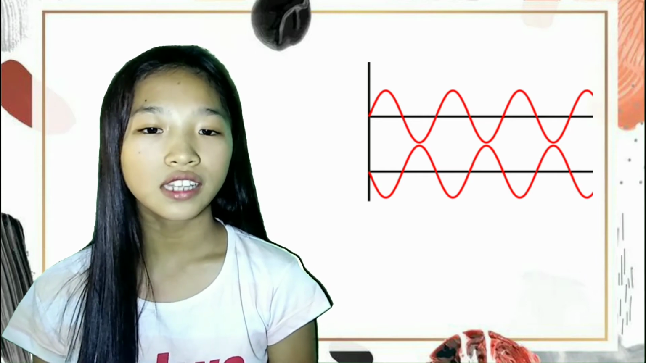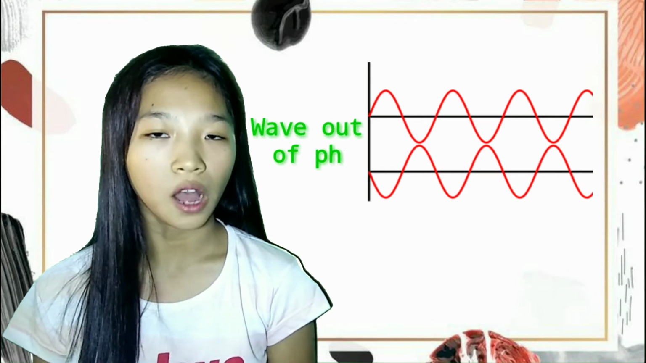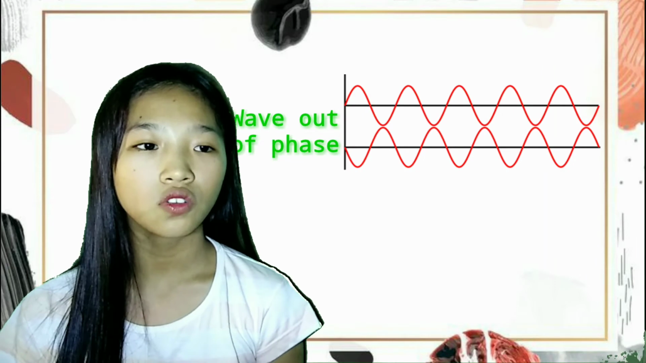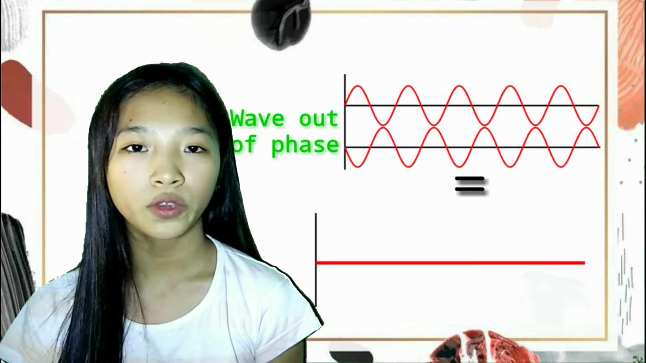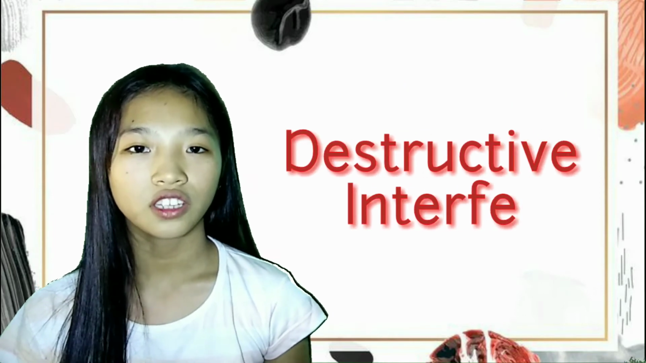We have two waves that are coming together, and the crest of one of those waves overlaps the trough of another. These types of waves are considered to be out of phase. And when two out of phase waves come together, they're going to actually cancel one another out, and this phenomenon is what we call destructive interference.